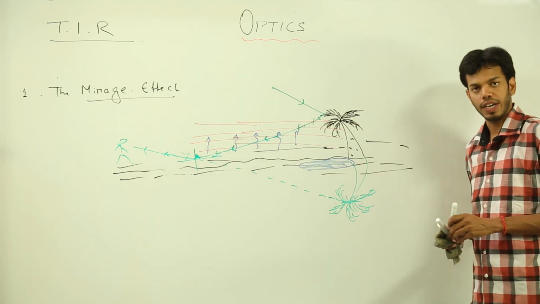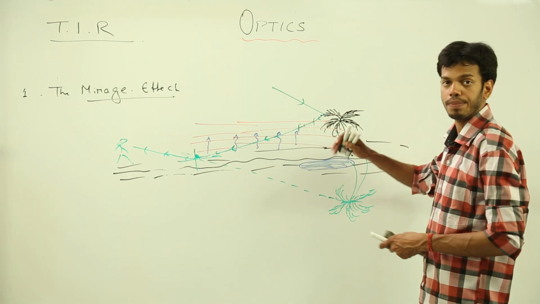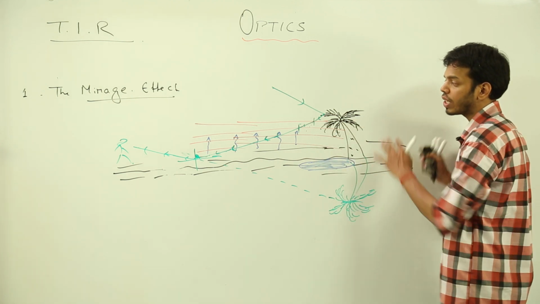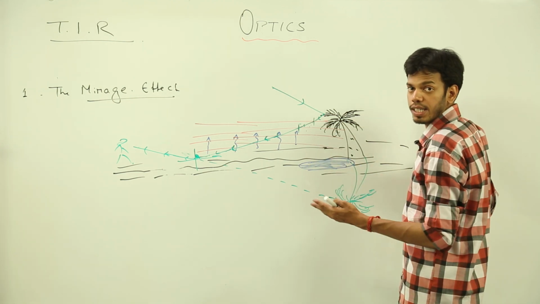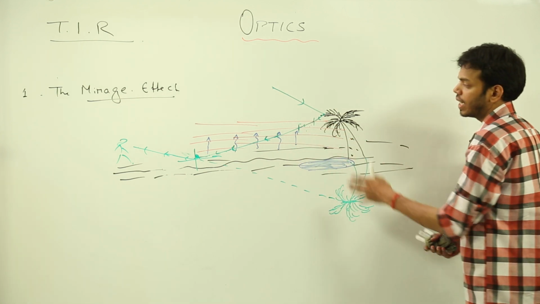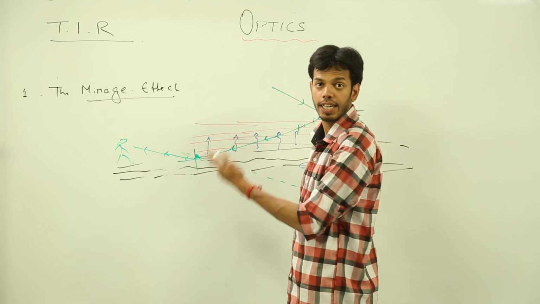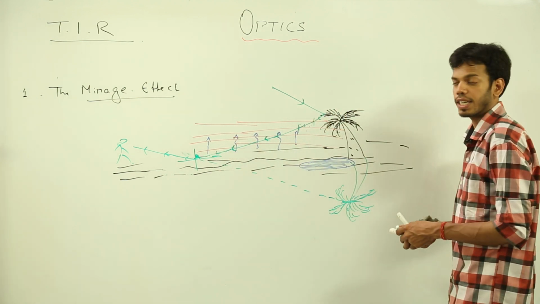This is what the mirage effect is. No one is causing this phenomenon. This whole phenomenon is happening on its own due to some factors governing it, for example, heat, then the change in density of air, and then the critical angle of the land and air interface. So this is what the mirage effect is.